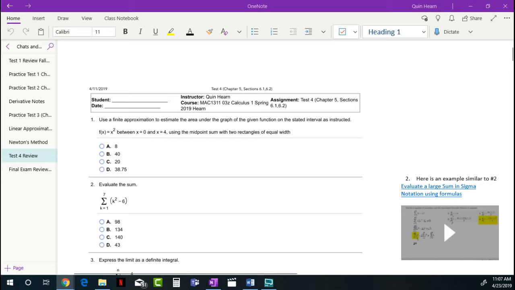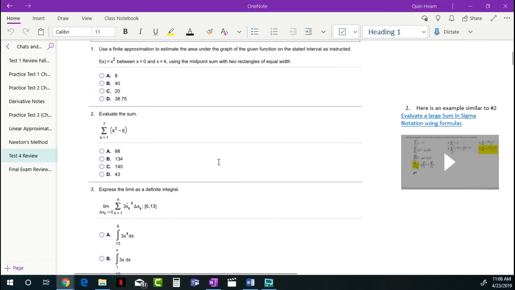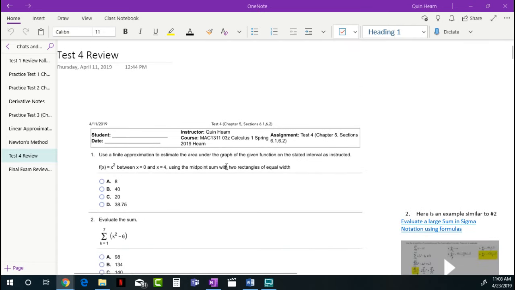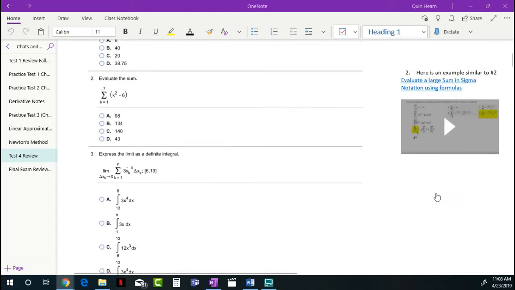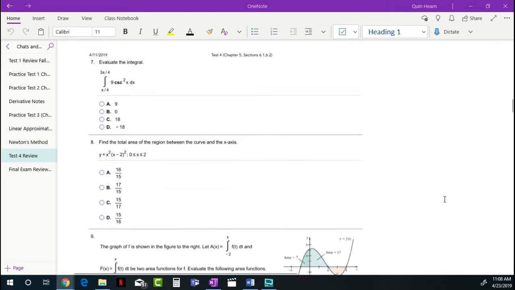We're going to get started. I want to show you that in your OneNote file under Test 4 Review, which Test 4 is on Chapter 5 and part of Chapter 6, I have some recordings of some of these problems already posted in your Test 4 Review. You can see here on the screen I have the Test 4 Review, and then on the right we have the links to videos from previous discussions.